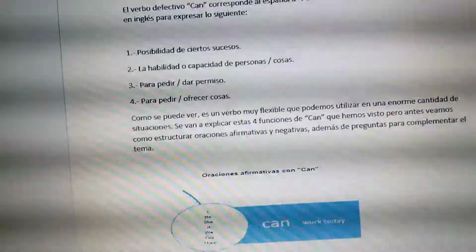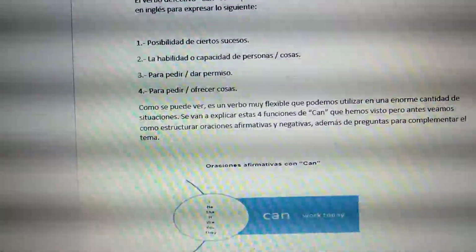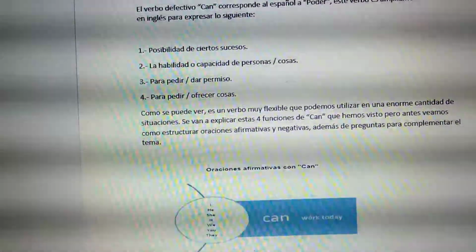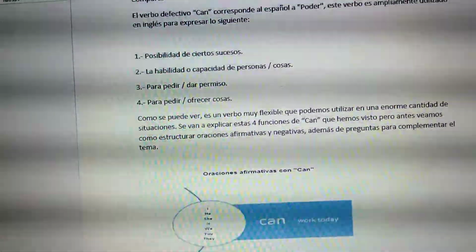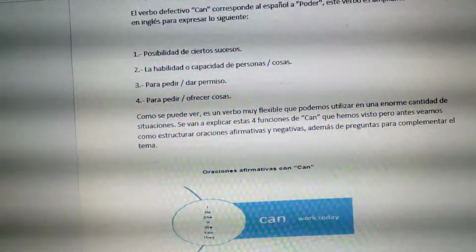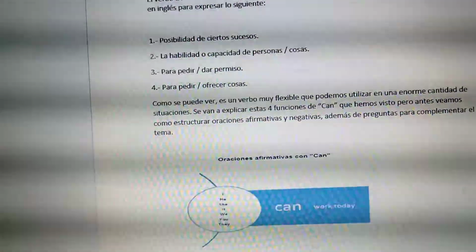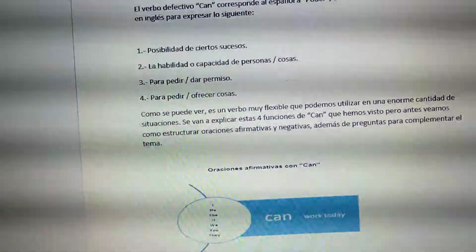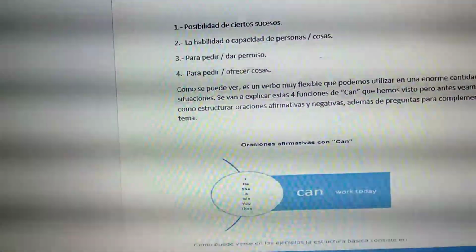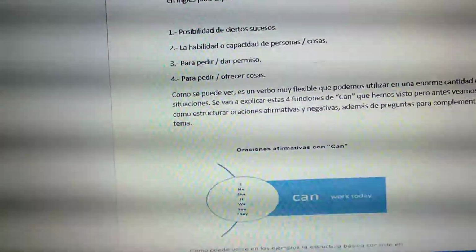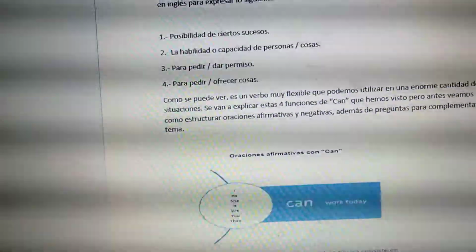Possibility of certain events. The ability or capacity of people or things. To ask or give permission. As you can see, it is a very flexible verb that we can use in a huge number of situations.